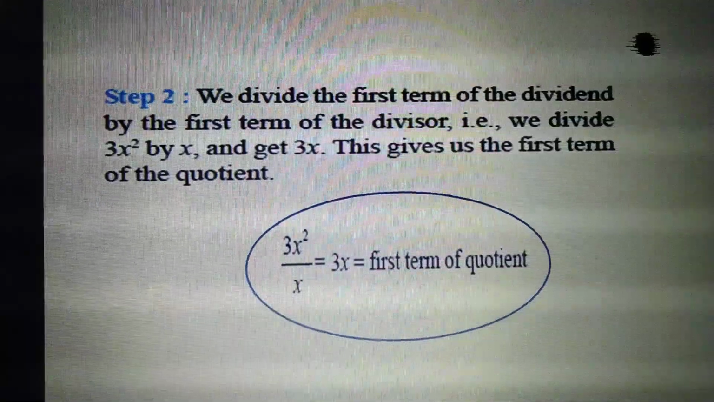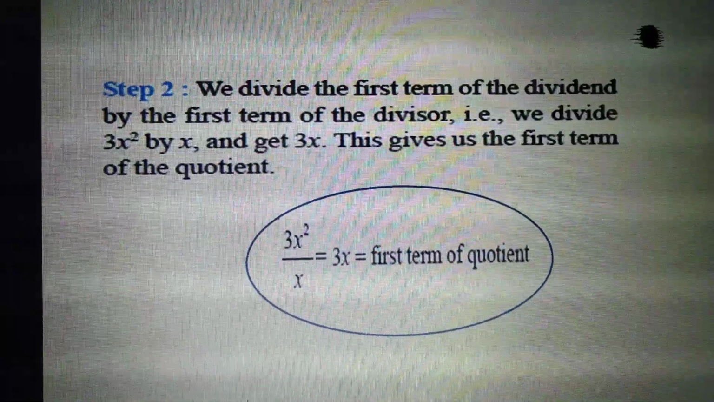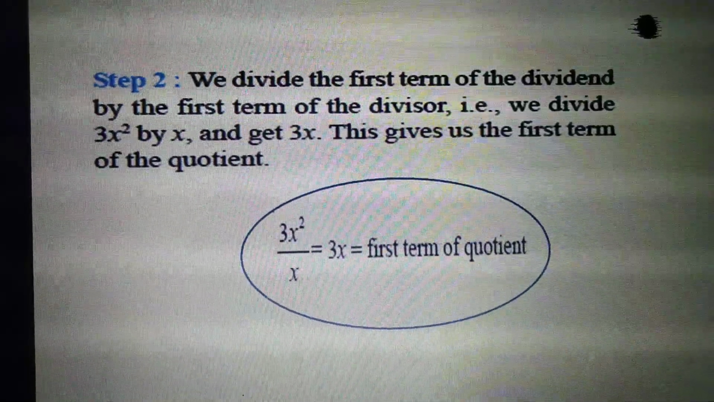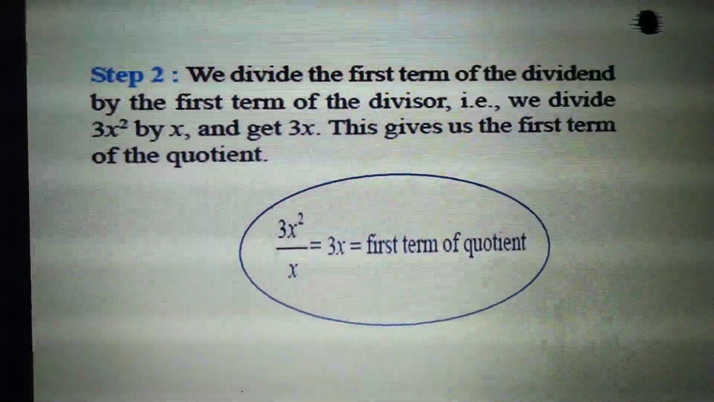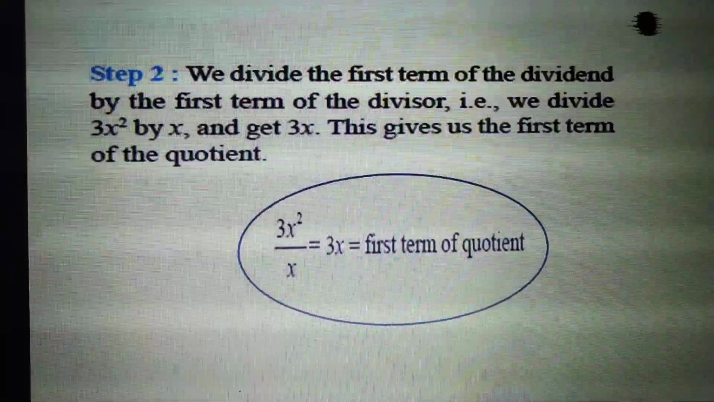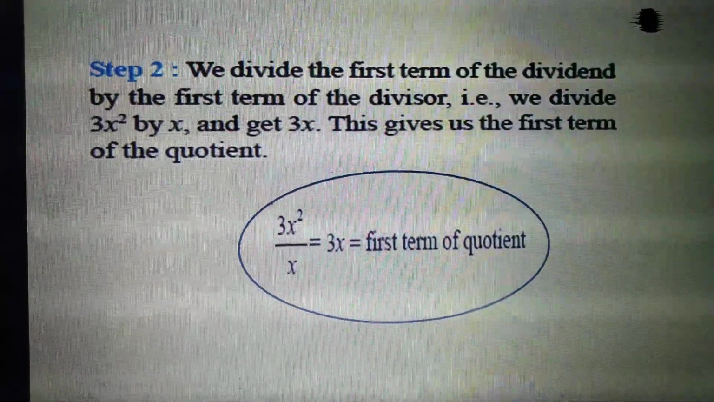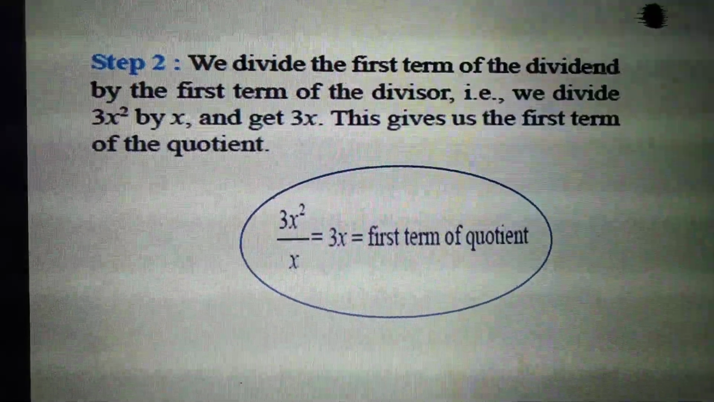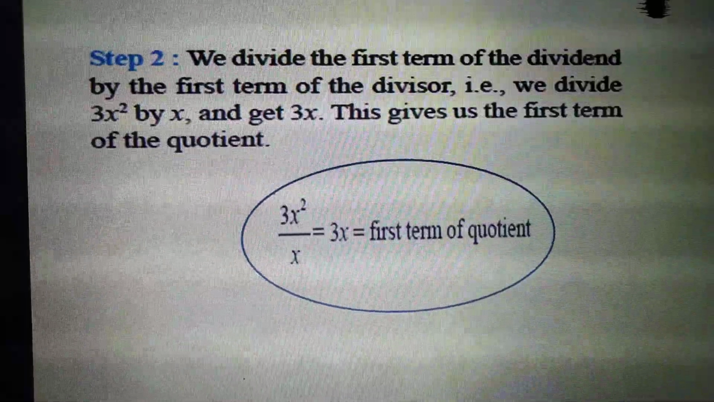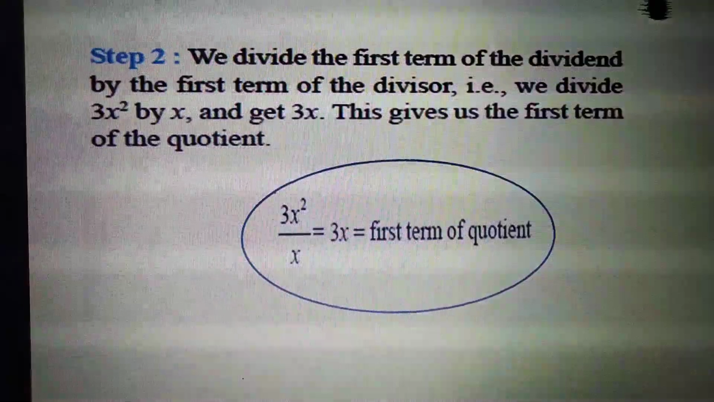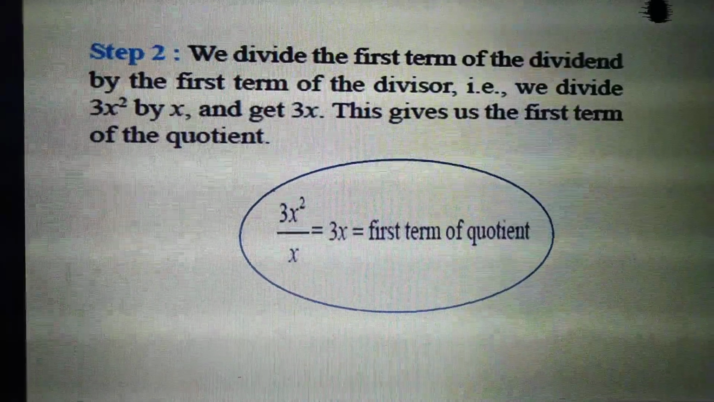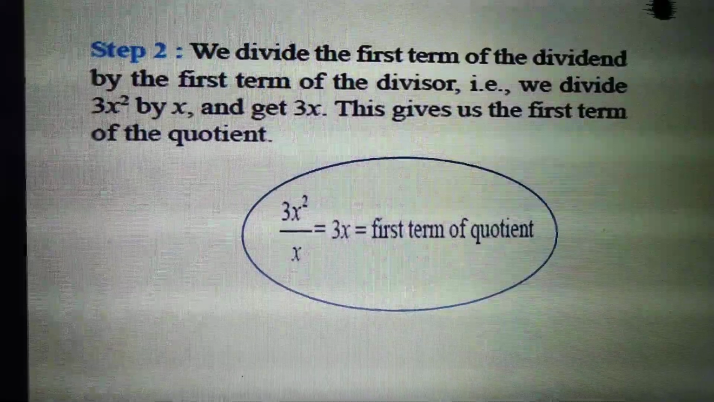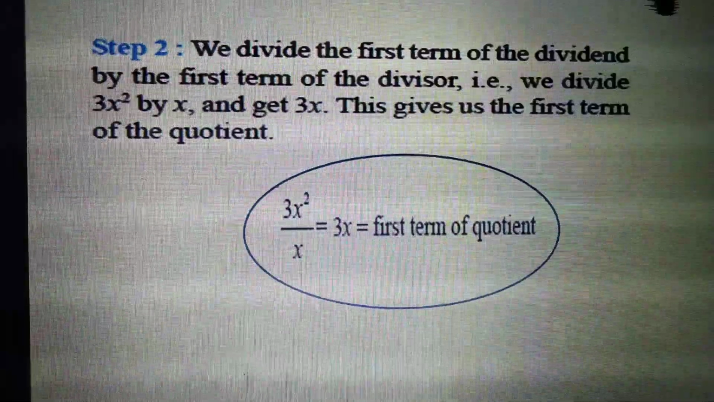Next step 2. We divide the first term of the dividend by the first term of the divisor. That is, we divide 3x squared by x and get 3x. This gives us the first term of the quotient. See here, 3x squared by x. So we can cancel one x in the numerator. So 3x is the answer. The 3x is the first term of the quotient.